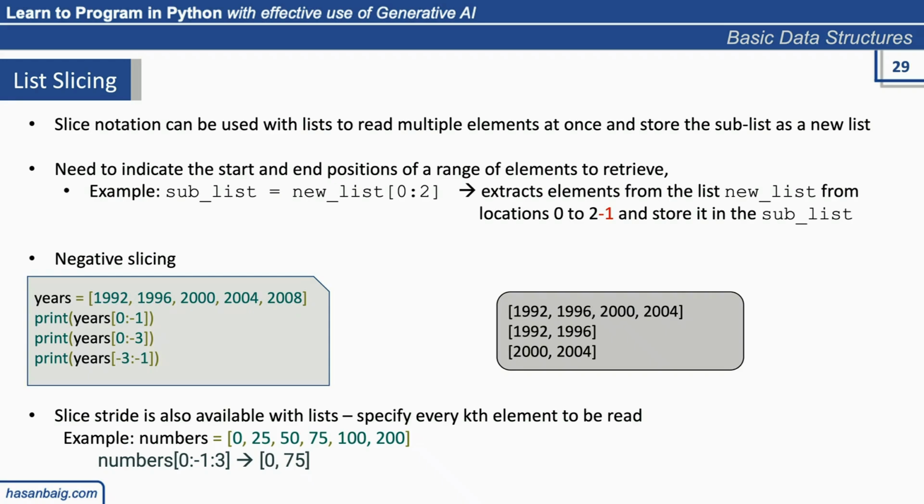So starting from 0, first of all, forget about this. 0 colon minus 1 means you have to read from 0 to minus 1, which is this one, okay? And then between this range, you need to pick every third element by specifying 3 here. So 0, 1, 2, 3. So it will specify 75. If I would have specified 2, then it will pick every second element. So starting from 0, 50, and the second element again is 100. Okay, so it would have 3 elements as an output.